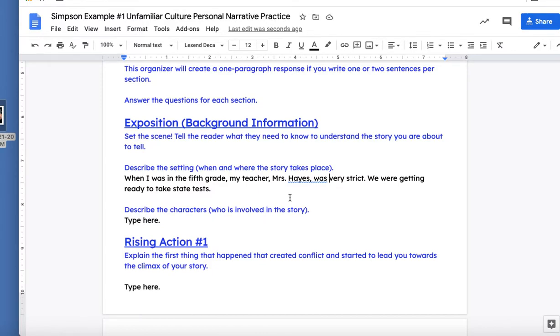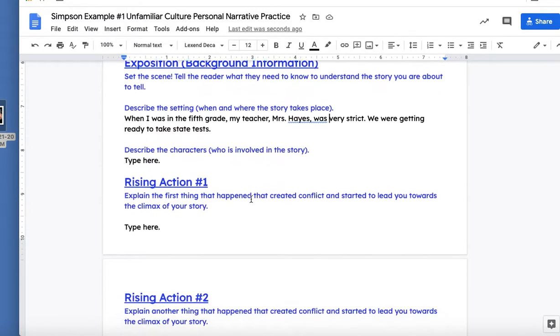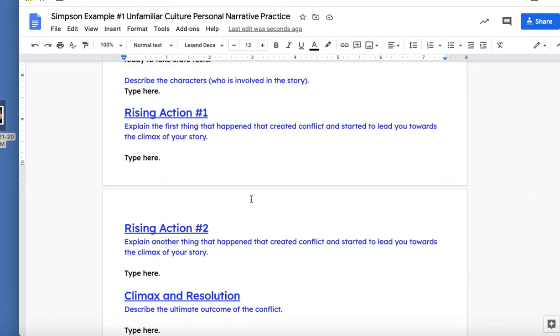All right, so I think this is good for now because really I'm just writing a short narrative. And I could have put some of this down here with the characters, but I like putting it all together. So I'm going to go down to the next section. This is our rising action. It says, explain the first thing that happened that created conflict and started to lead you towards the climax of your story. So this is not the most exciting part of the story. This is the stuff that happens along the way that creates some tension and conflict that's going to eventually lead us to the most exciting part of the story.